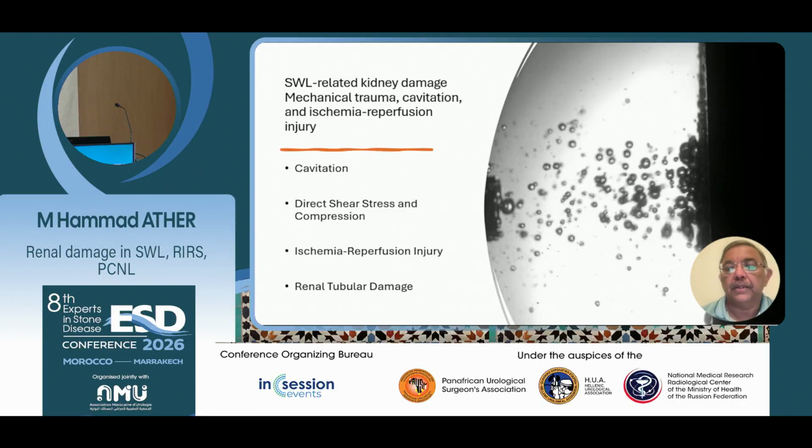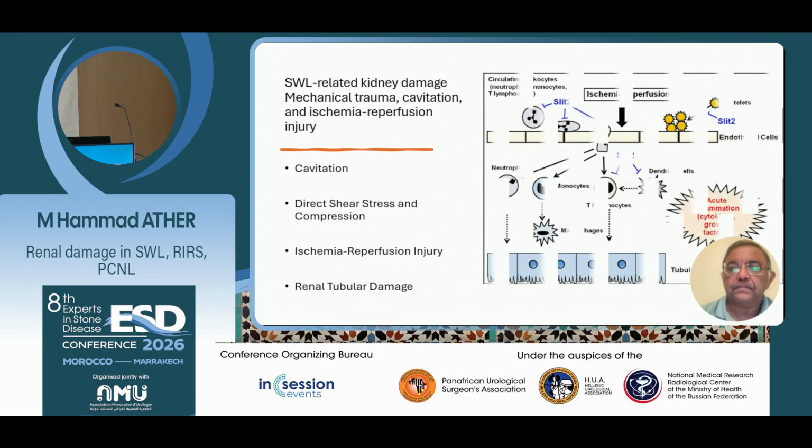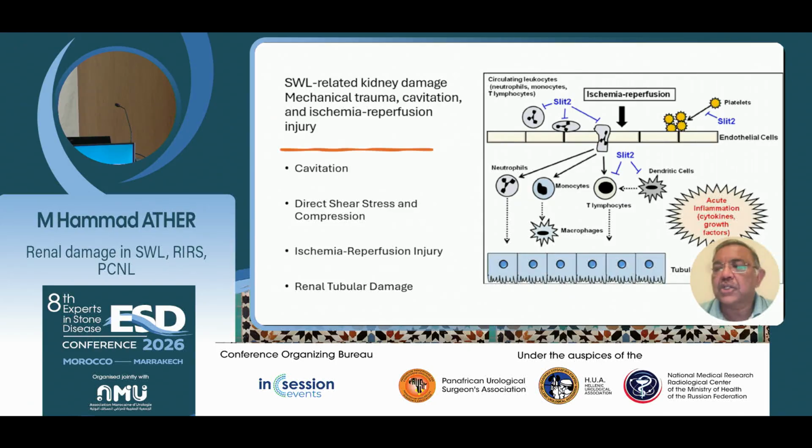The direct shear, stress, and compression factors secondary to lithotripsy are another cause of renal injury. However, ischemia reperfusion injury is a paradoxical tissue damage caused when the blood supply returns to a tissue after a period of oxygen deprivation. The sudden influx of oxygen triggers oxidative stress, inflammation, and cellular calcium overload, resulting in severe damage. Up to 50% of the final injury is caused by reperfusion injury. Renal tubular damage from lithotripsy is also documented.